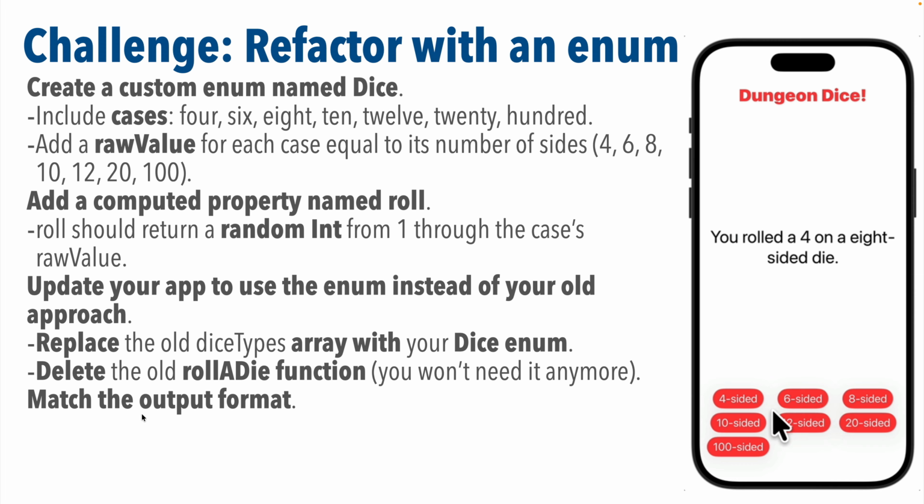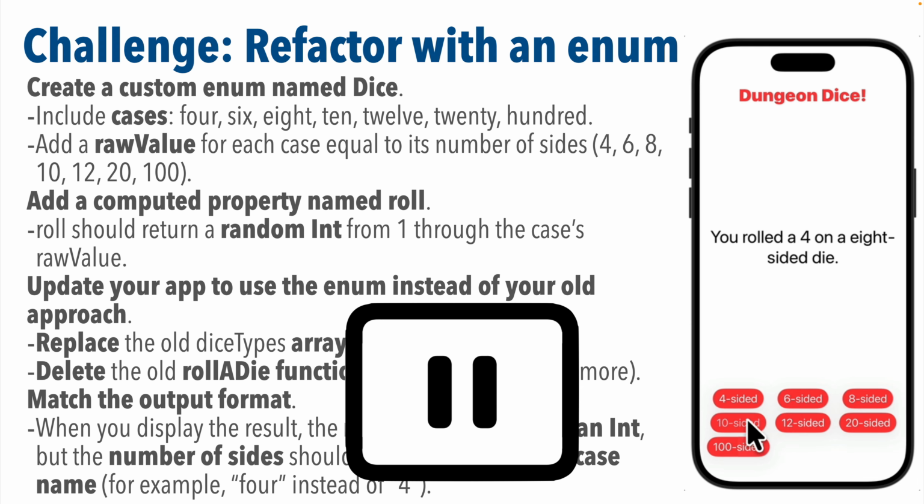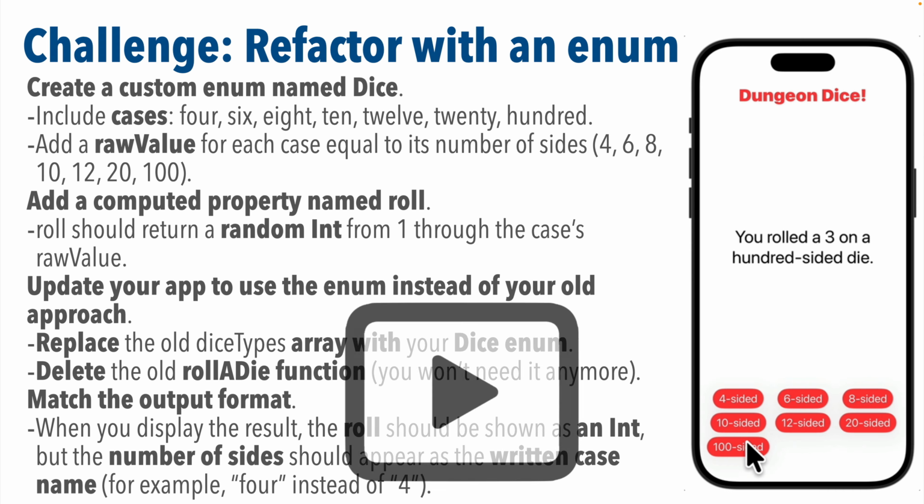Then match the output that you see over at the right. When you display the result, the roll should be shown as an Int, but the number of sides should appear as the written case name. For example, FOUR instead of 4. So this is an example of what a correct solution would look like. Why don't you pause, give this a shot, and when you're ready, resume, and we'll compare answers.